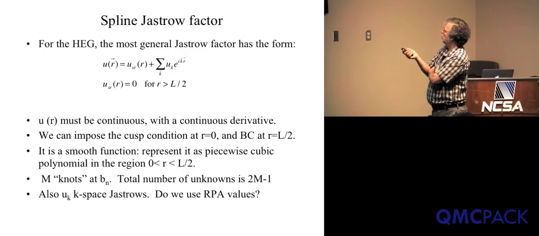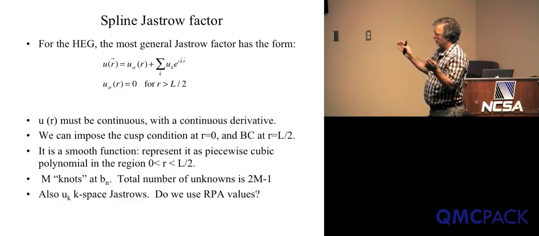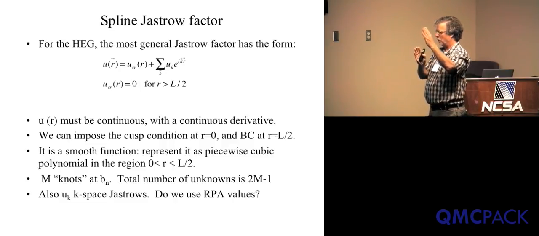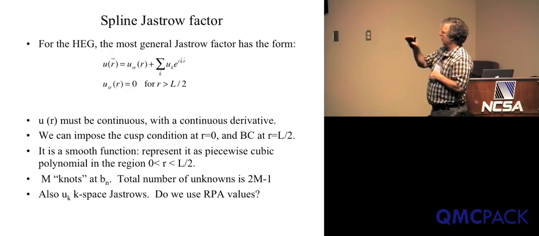So what we do is represent it by a spline, namely a piecewise cubic polynomial. The region L is the size of the box, the supercell, if you have an extended system. So we want to represent it by a piecewise continuous function, and there are what are called knot values at certain points, like 10 different points, going from 0 to 0.1, 0.1 to 0.2, 0.2 to 0.3, and you would have polynomial coefficients, that is cubic polynomial coefficients, in each of those regions, and those would be your variational parameters.